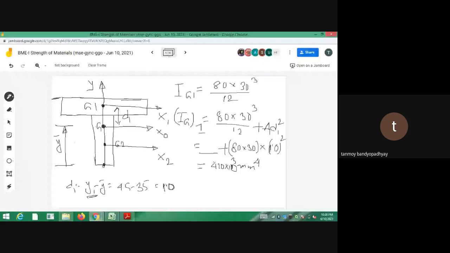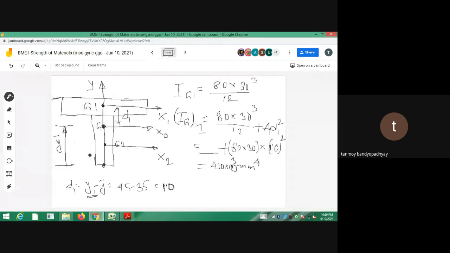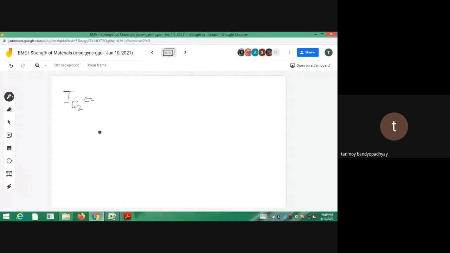Now let's calculate what IG2 or IX2 rather is. Let's do it on the other page and refer to the previous page. IG2 will be equal to again BD cube by 12. For this rectangle, the breadth B is this one, 40, into depth. Depth is 30. So 40 into 30 cube divided by 12. You can note that this is the moment of inertia of the bottom rectangle, rectangle 2, about its own centroidal axis x2y passing through its CG G2.